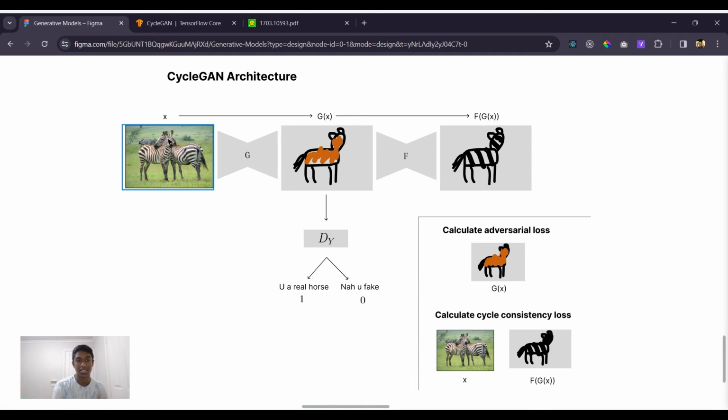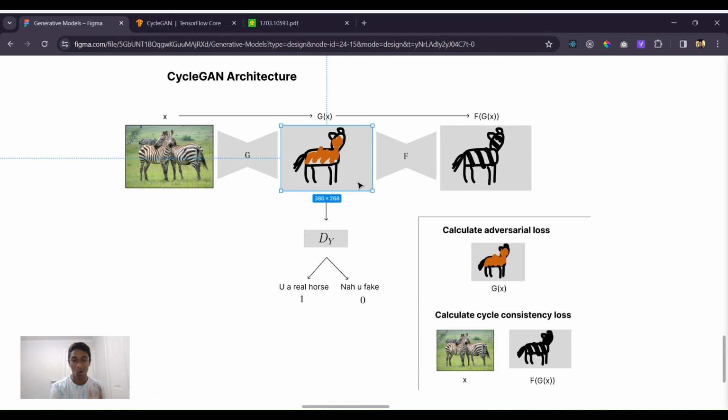Okay, we start with our zebra image. This is X. We pass that through our generator G, and that gives us the zebra to horse translation. And pardon my expert drawing skills here, but yeah, I just had to flex. All right, let's keep going.